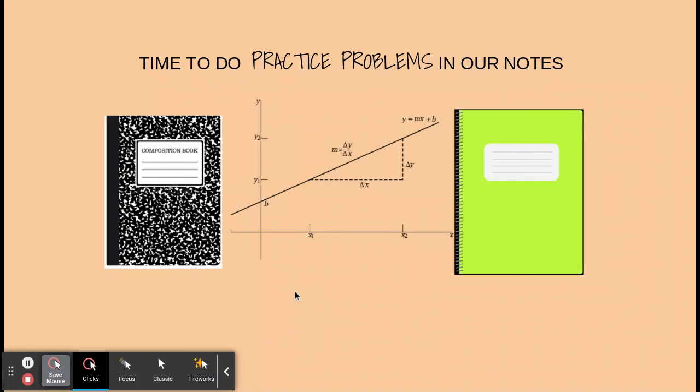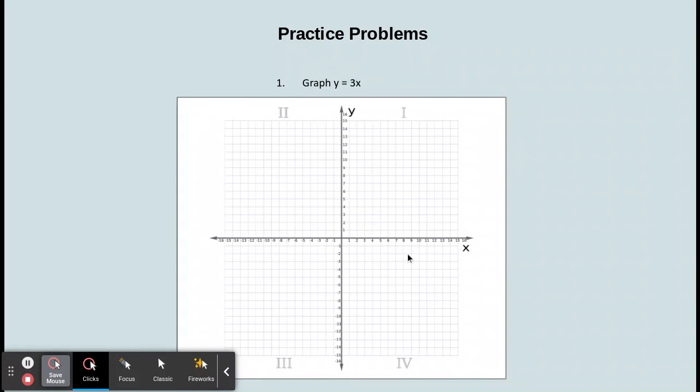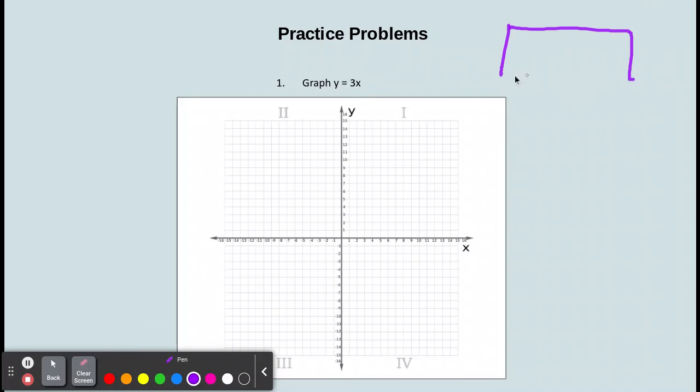And now that you've done that, it's time to do 2 practice problems. All right, the first one, practice problem number 1, says graph y equals 3x. To do this one, remember, you need to create a table. And you're going to choose probably negative 1, 0, and 2 as being your x values. Here is your equation here.